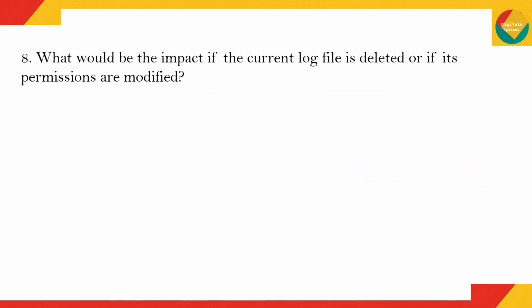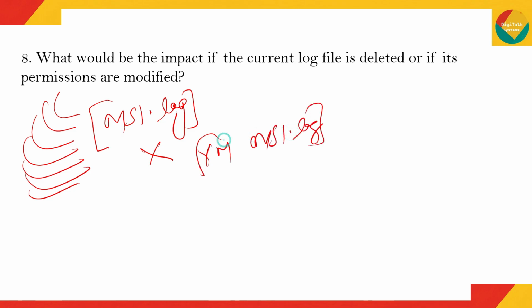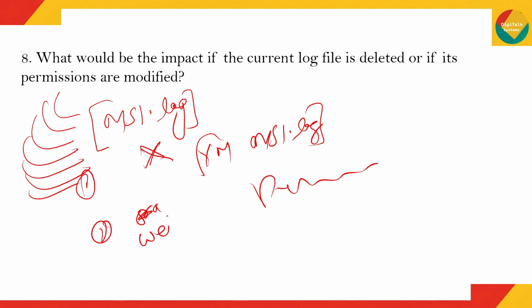What would be the impact if the current log file is deleted or if its permissions are modified? Now you have a managed server ms1 and a log file ms1.log. Your server is continuously writing to this log file. This is the current log file. Now suppose this file is deleted by mistake by anyone, rm ms1.log. Or in the second case, the permissions change. The owner is Oracle, or maybe the owner of this particular log file is WebLogic, and this gets changed to some different user.